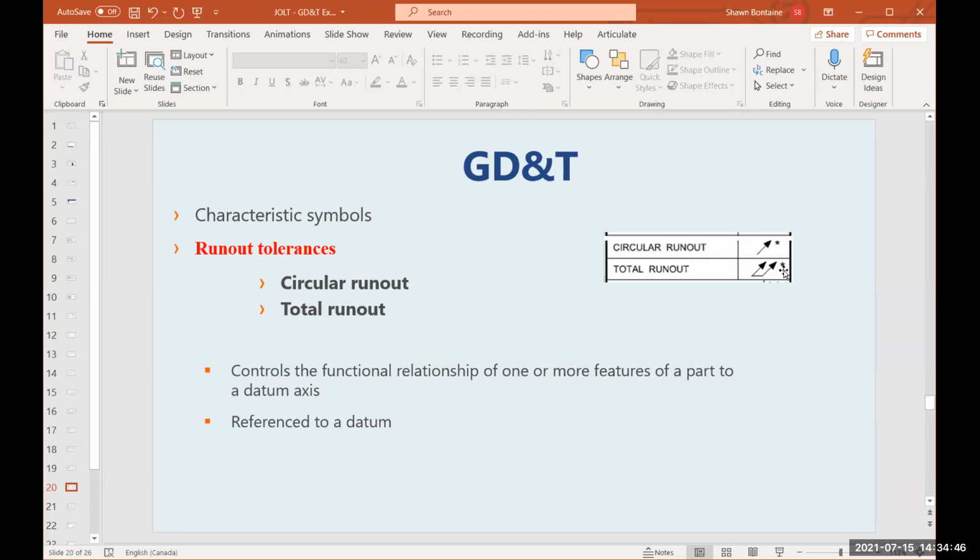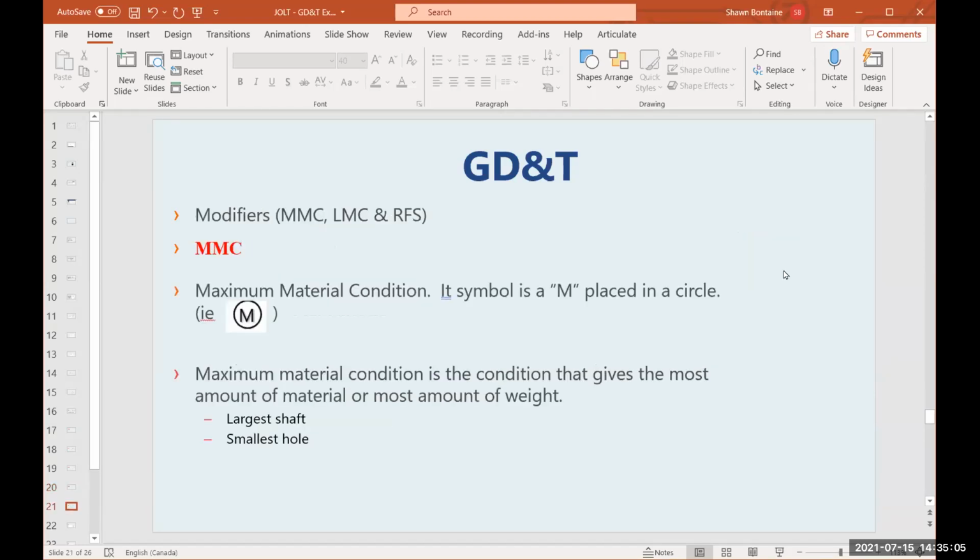So in the actual main course, we go through the characteristics in great detail, making sure that you have a clear understanding of those characteristic symbols. And we also get into comparing them as where you might use one versus another or come across one versus another. We also get into the modifiers. It's very important to understand modifiers in GD&T. The modifiers, maximum material condition, least material condition, and regardless of feature size, are discussed in detail.